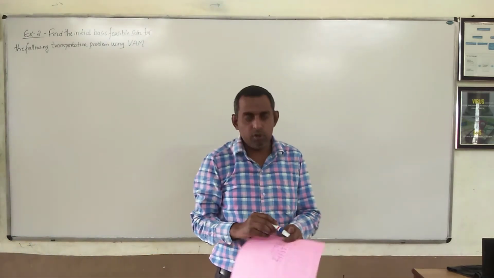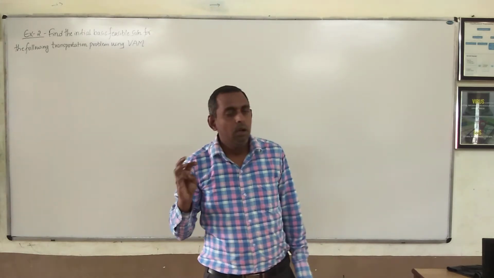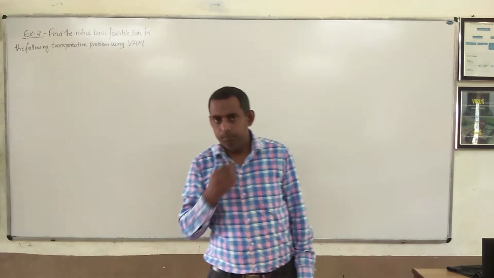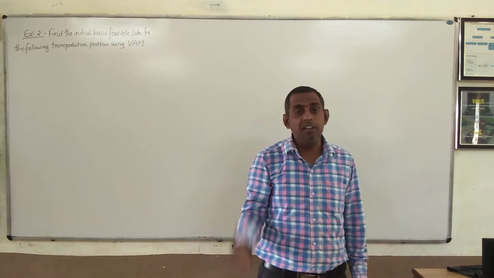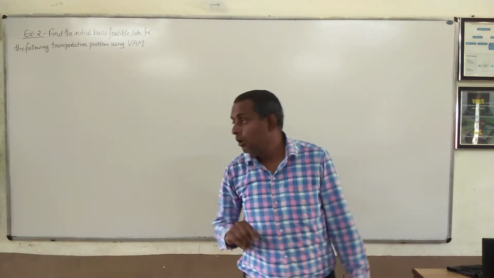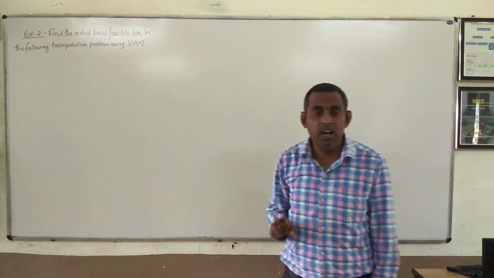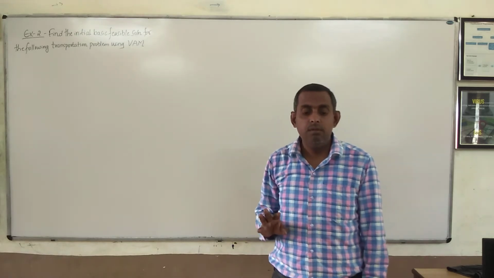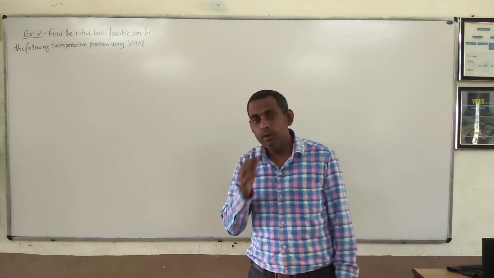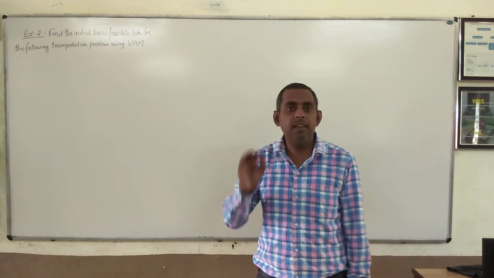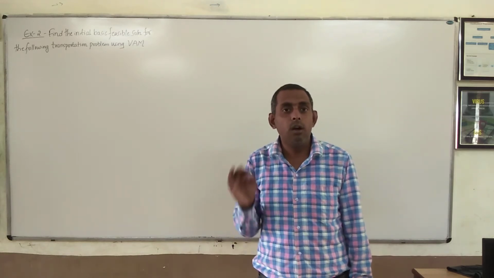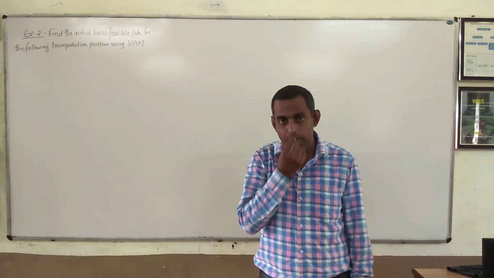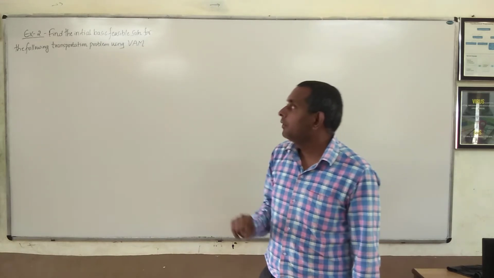So one thing I want to tell you here: the northwest corner rule, the least cost matrix or matrix minima method, and Vogel's approximation method are the three methods in your syllabus to find the initial basic feasible solution for a given transportation problem. Fine. So this is the question.